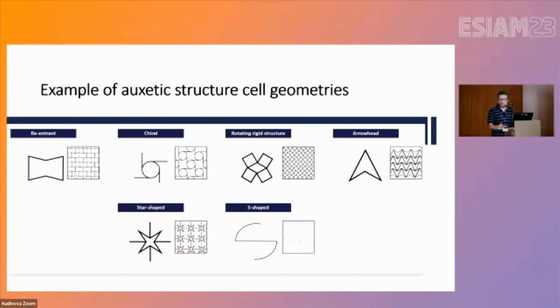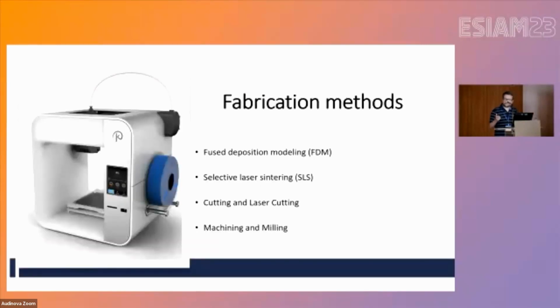more thick and stronger. The second most used type is the chiral structure, which is a circle with three or more arms. When this material is stretched or compressed, the center circle moves and then makes the material stronger. And the other types, we have rotating rigid structures, arrowhead, star-shaped, and S-shaped structures.